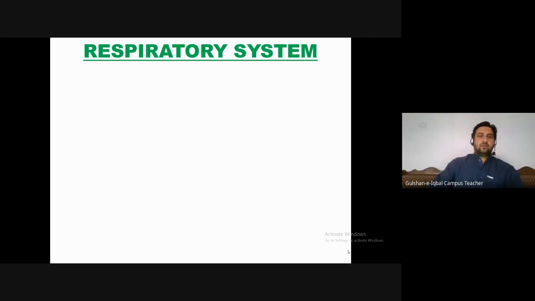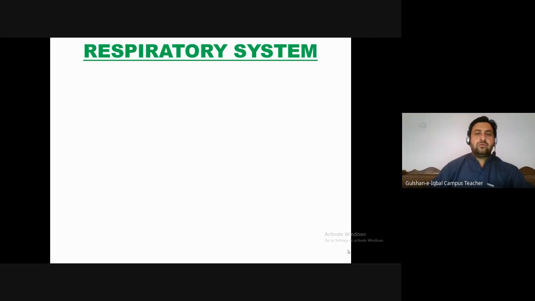Now, first of all, what is respiration? Respiration and breathing are two different processes. You have studied in class 8 as well. Respiration is basically the oxidation of food to release energy. It means that when oxygen is utilized in food, with the help of oxygen, energy is released. That process is known as respiration. And breathing is basically the exchange of gases.